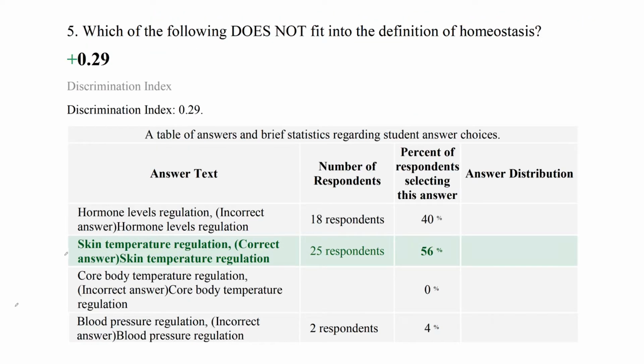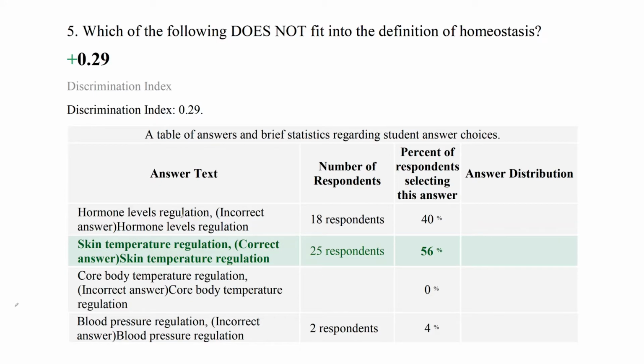Let's take a look at this. Discrimination is 0.29, is good. So which of the following does not fit in the definition of homeostasis? Notice that more than 50% of the class answered correctly, and has a good discrimination index, so most of the students in the top 33% of the class answered this correctly.